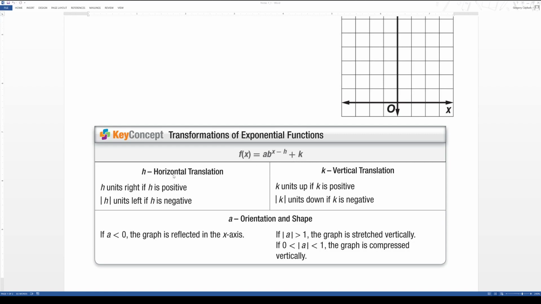We can do horizontal translations. We can shift to the left or right. We can do vertical translations, shifting up and down. And we can change the orientation and shape of the graph. And I'm actually going to start by doing that. So what this is saying is if we change a, which is the number in front of the base, we can change the orientation and shape of the graph. So let's see what that might look like. We're just going to mess with the number in front of the base.